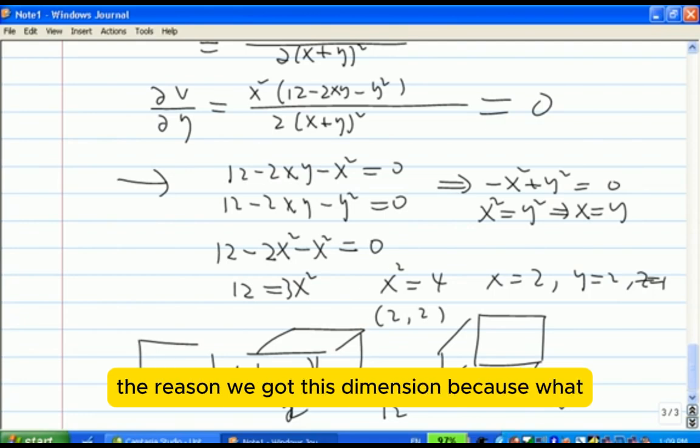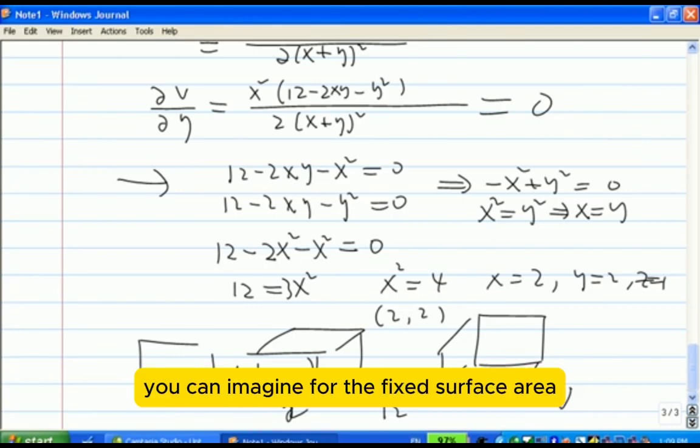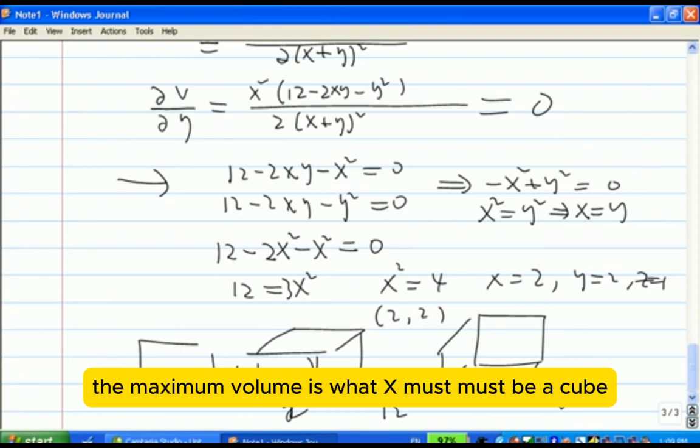Now, the reason we got this dimension is because this box is without a lid. If the box had a lid, you can imagine that for a fixed surface area, the maximum volume is what? It must be a cube.